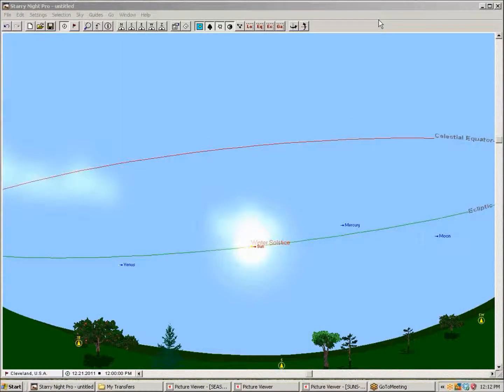Quite a few celestial events in the next couple days. We have winter solstice, the Ursid meteor shower, Mercury's greatest western elongation, a new moon, and Jupiter's station.